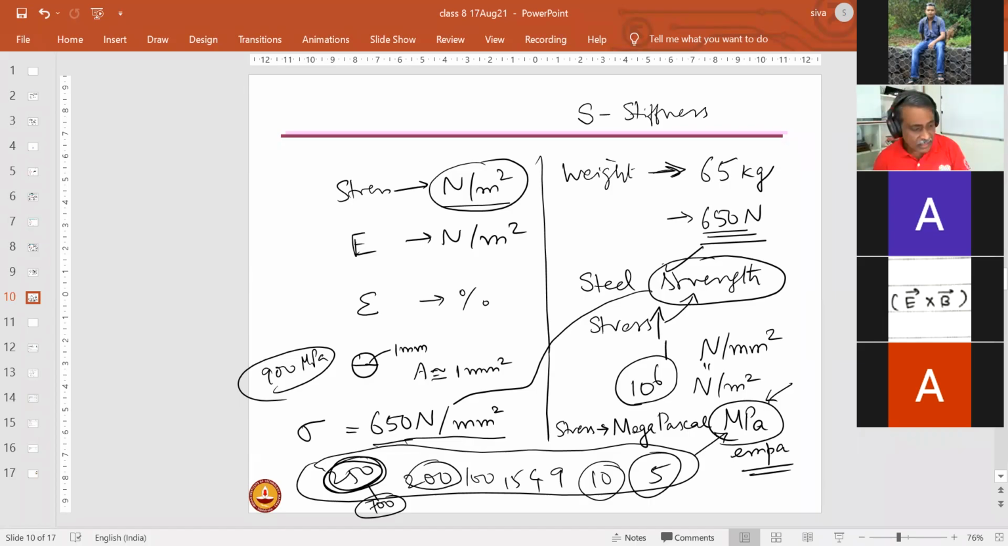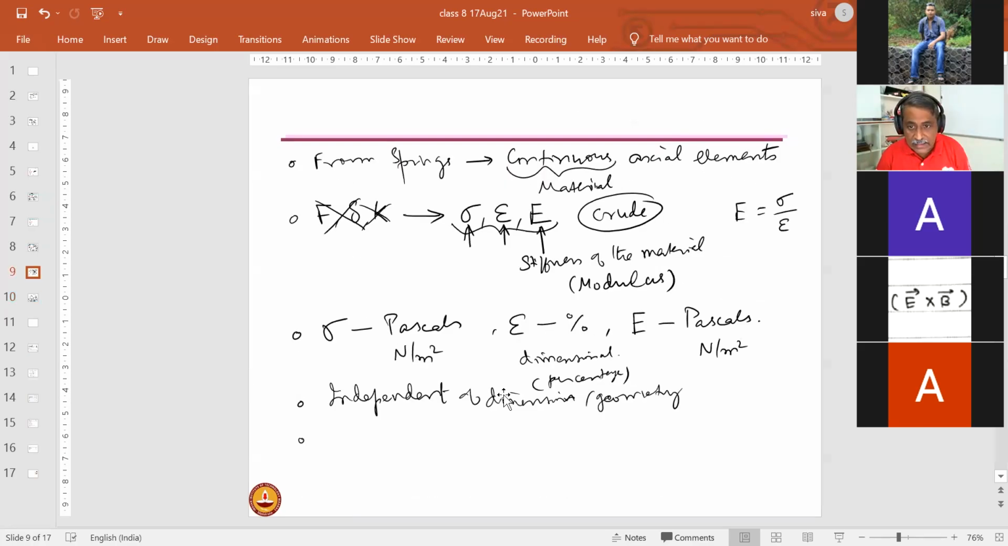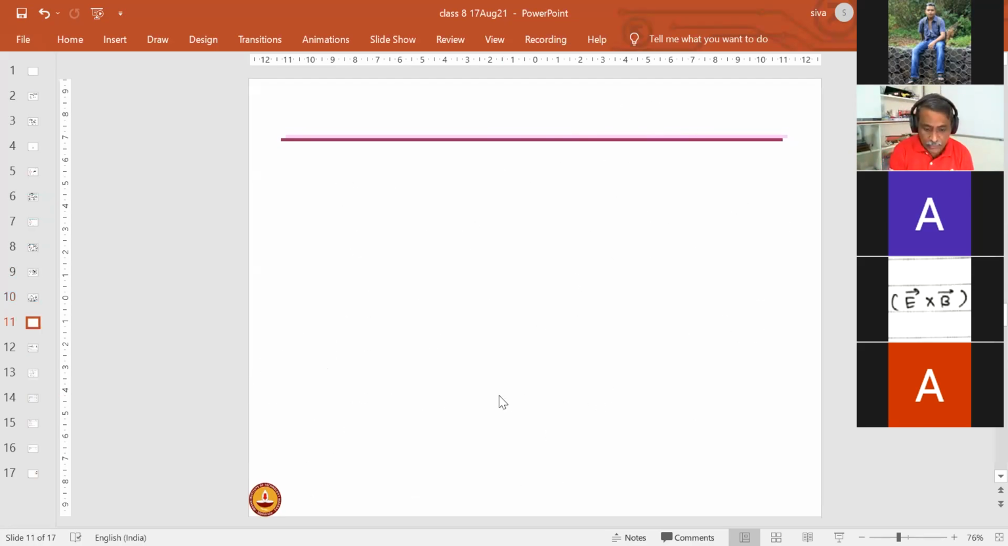What is stiffness here? If I have to understand the stiffness of this, what should I do? I should elongate by a unit length, right? And find out what is the force that I have applied. Yes or no? So I'm going to do that in the next slide. Okay. So let's look at stiffness now for today's class. What did we say? The stiffness of the material now is in terms of Newton per meter square, Pascal, right?